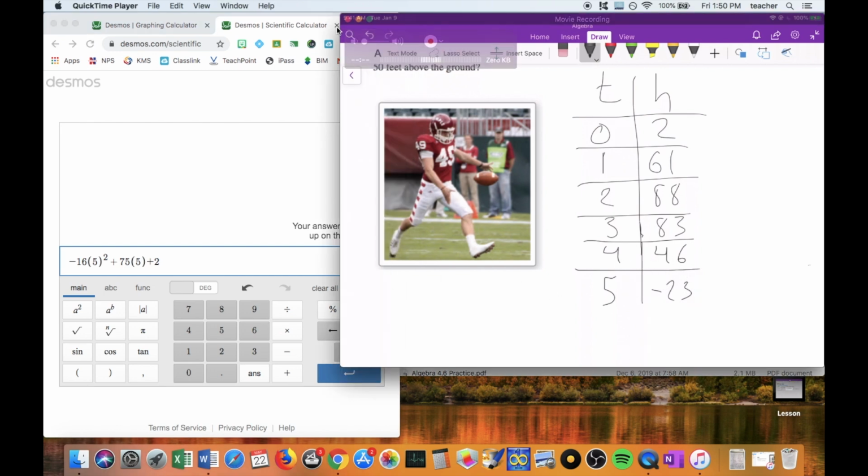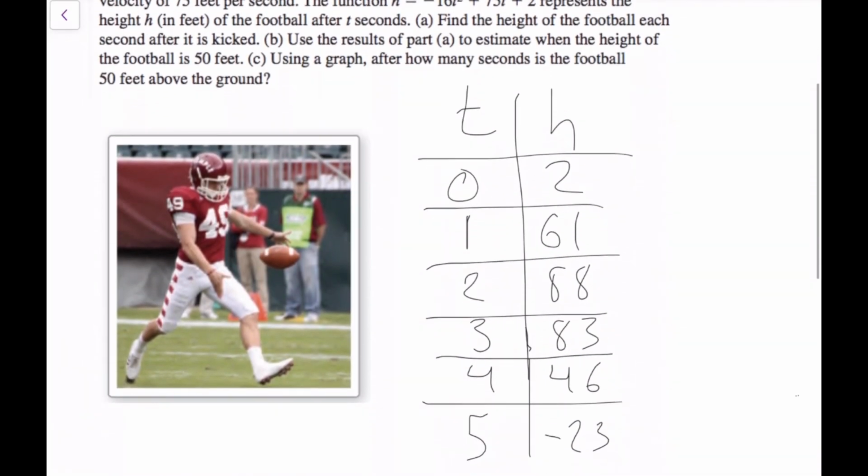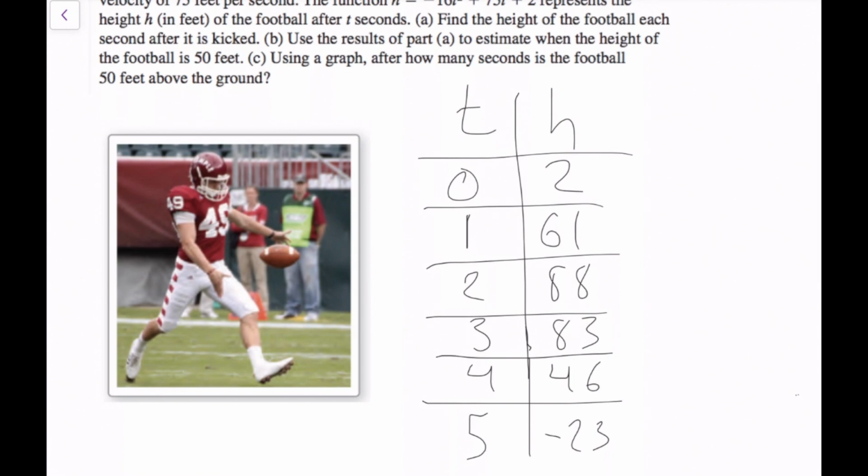Okay, so now I'm going to go full screen again. And we'll scroll up and it says, find the height of the football after each second it is kicked. So we finished part A. This is our table. We know the height after each second. Okay, part B, use the results from part A to estimate when the height of the football is 50 feet.